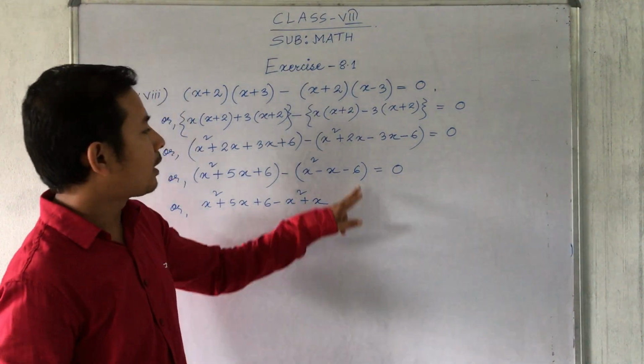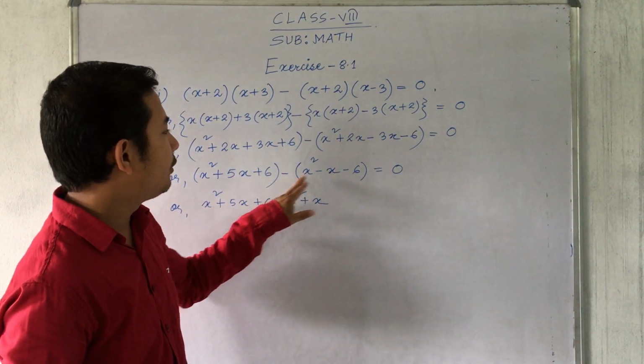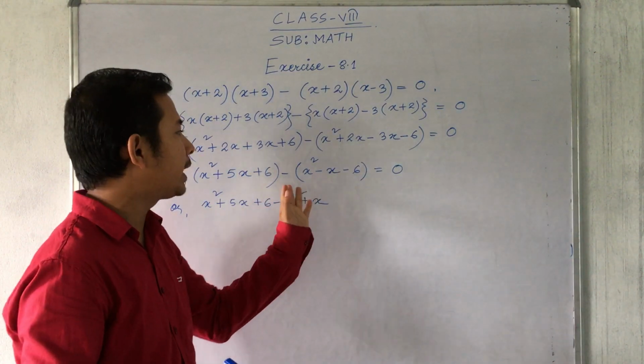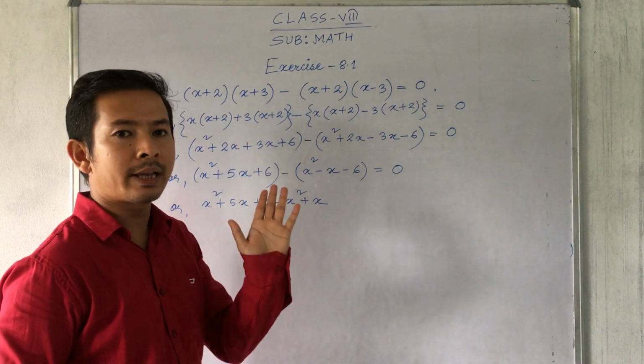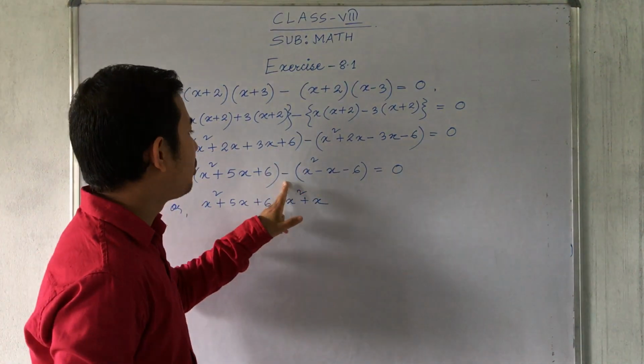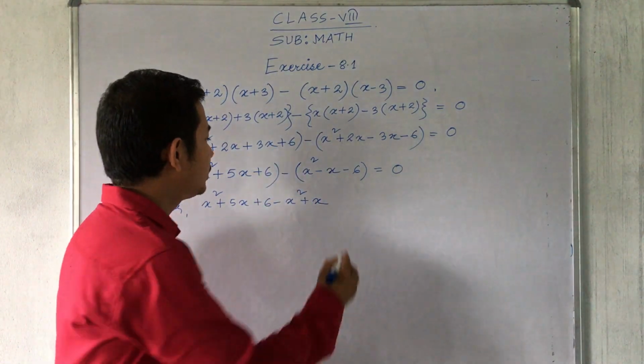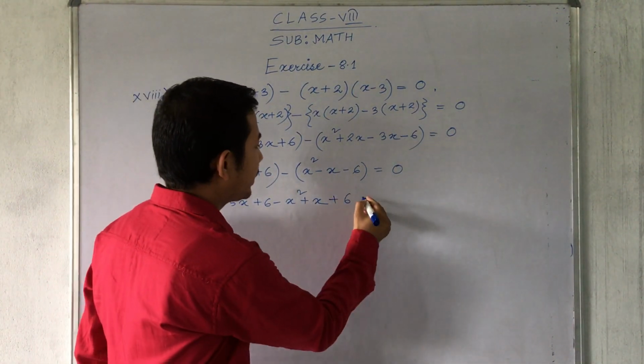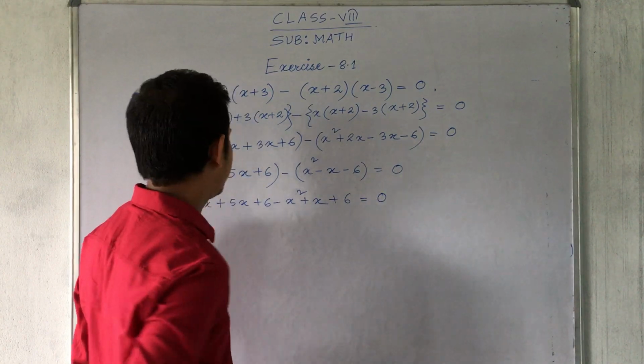Understood? Now in front of 6 there is minus. So if we multiply these two signs, I already told you before opening the bracket we must multiply the sign of both sides, outside and inside. So minus minus plus, so it will be plus 6. Understood? Very easy. Now look at it, equal to 0, right? As it is.